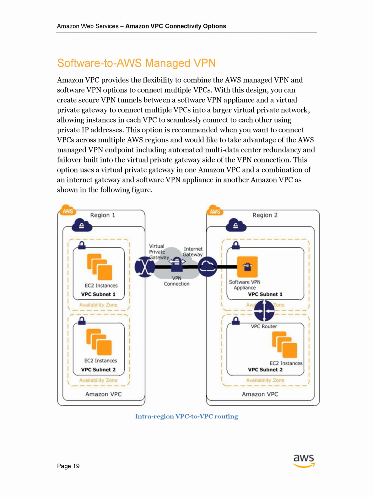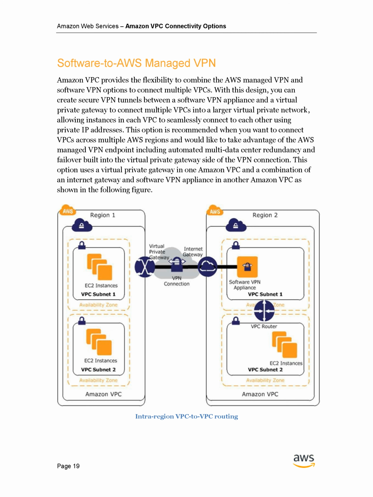Software-to-AWS Managed VPN. Amazon VPC provides the flexibility to combine the AWS Managed VPN and Software VPN options to connect multiple VPCs. With this design, you can create secure VPN tunnels between a software VPN appliance and a virtual private gateway to connect multiple VPCs into a larger virtual private network, allowing instances in each VPC to seamlessly connect to each other using private IP addresses.